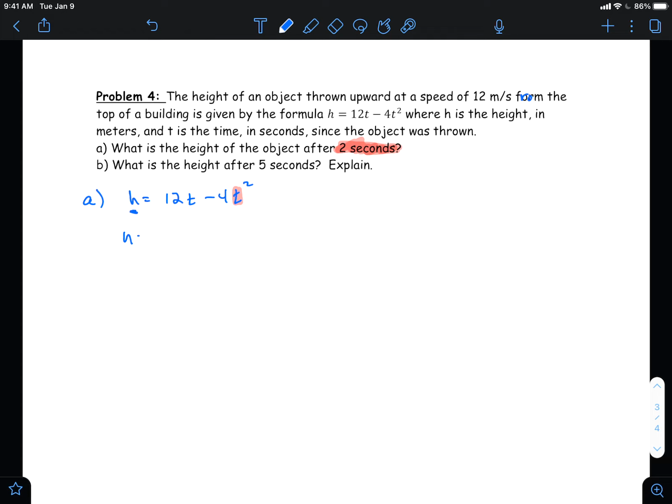So 12, oh, it's just more than one T, right? There you go, 2 of them. So you're gonna plug in the T value of 2. 12 times 2, take away 4 times 2 squared. Okay, 12 times 2 is gonna be 24, and then take away 4 times, we know 2 squared is going to be 4.